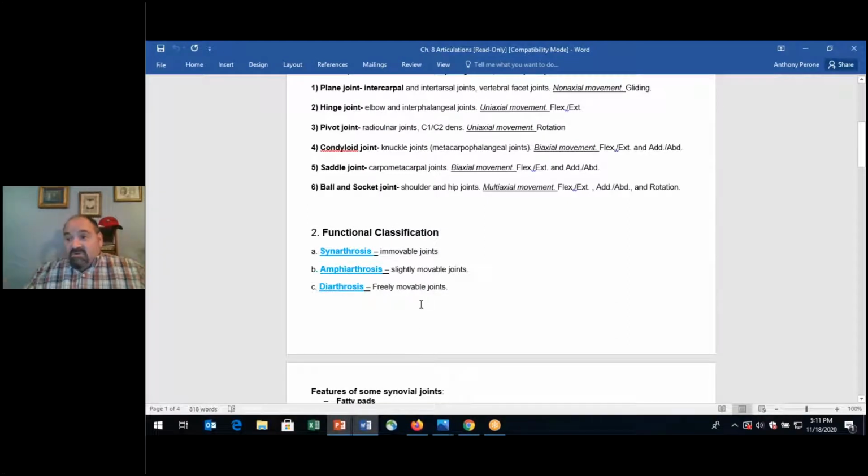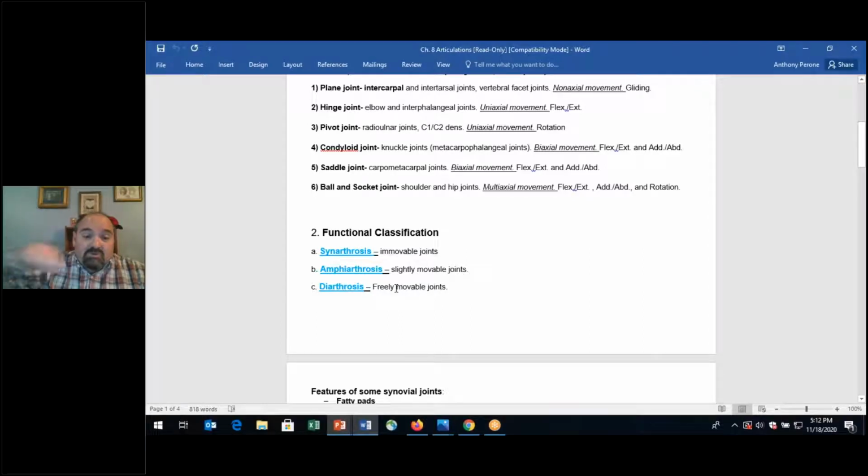Start with the functionals. It's very easy. It's SAD: synarthrosis, amphiarthrosis, diarthrosis. Or I've also mentioned the terms synarthrodial, amphiarthrodial, diarthrodial, as far as the types of functional classification of the joints present within the body. And they go from SAD, from immovable to freely movable.